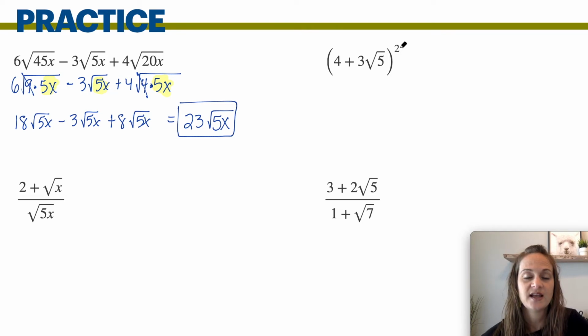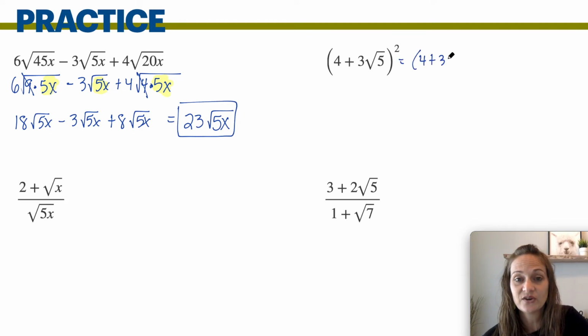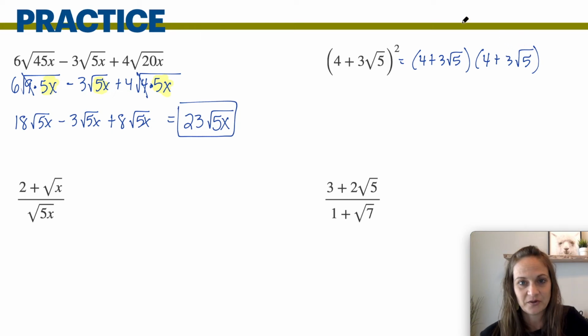This square does not mean that you just square the 4 and then you just square this. You do not do that. Do not. This means that you literally are going to write this binomial twice. And now you get to FOIL.